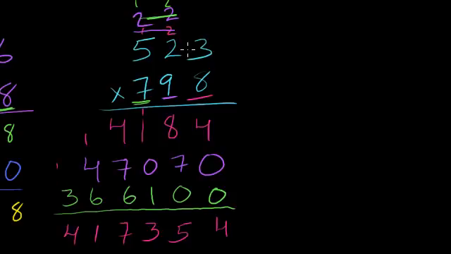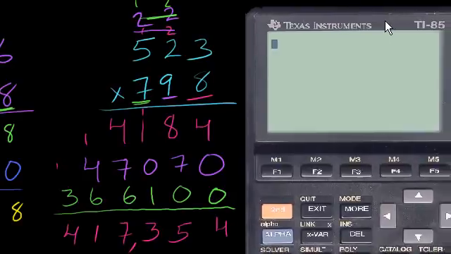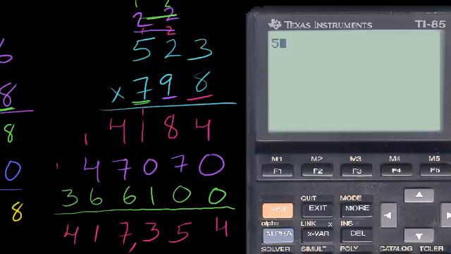So 523 times 798 is 417,354. And we can even check to make sure. This is the moment of truth. Let's see, 523 times 798. There you go. Moment of truth. I don't have to re-record this video. It's 417,354, but we did it without the calculator, which is the important part.